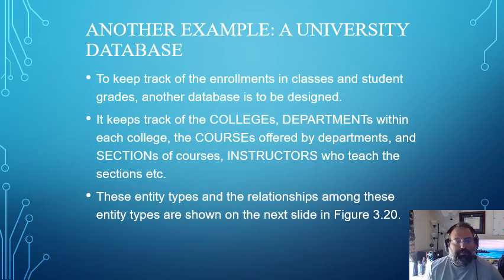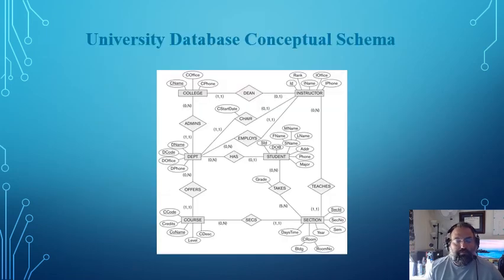Another example is a university database to keep track of the enrollments in classes and students' grades. Another database is to be designed. It keeps the colleges, departments within each college, the courses offered by the departments, the sections of those courses, and the instructors who teach those sections, and so on. These entity types and relationships among these entity types are shown in figure 3.20.